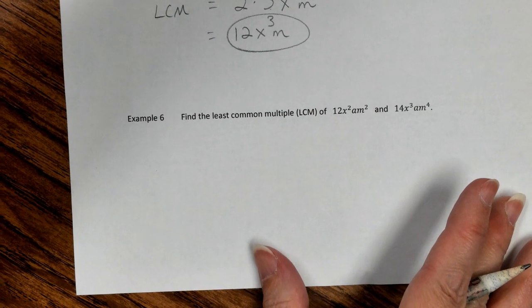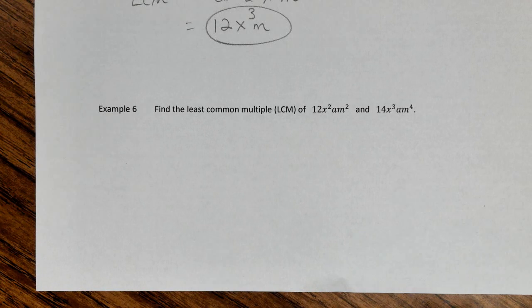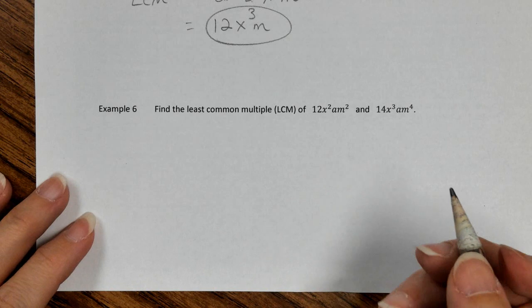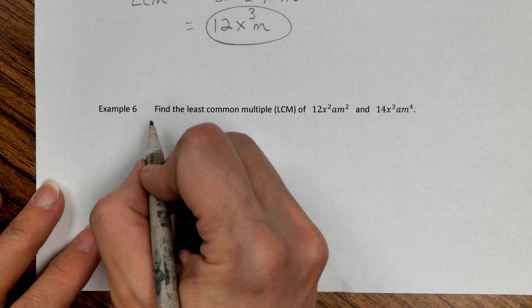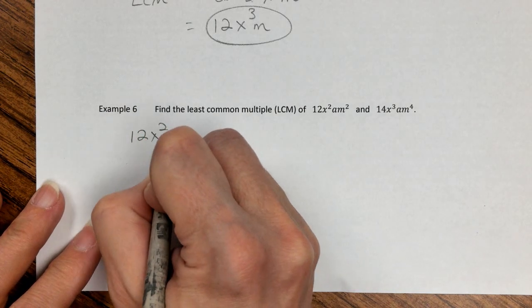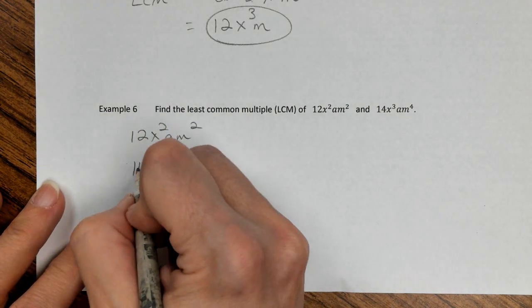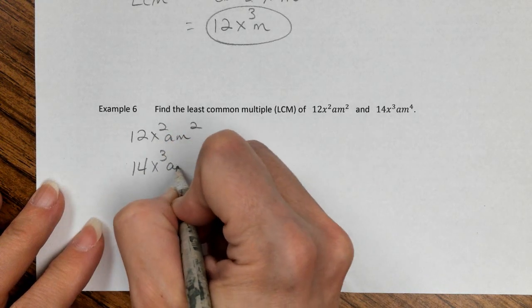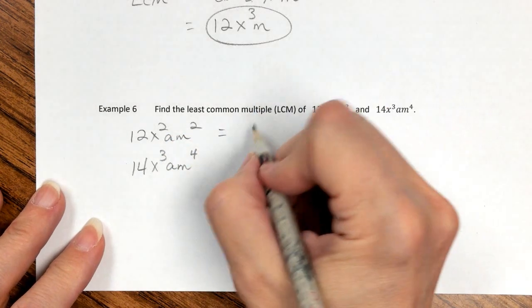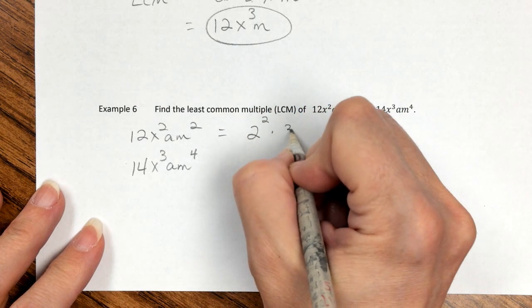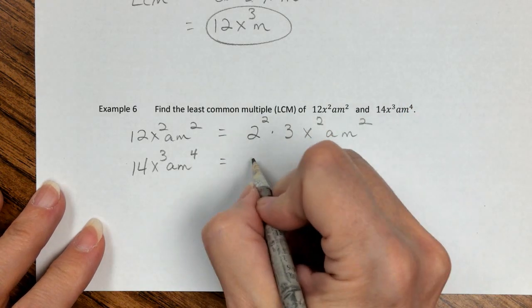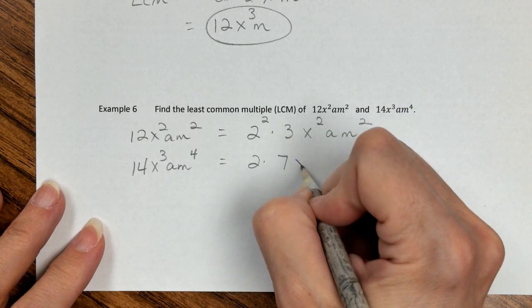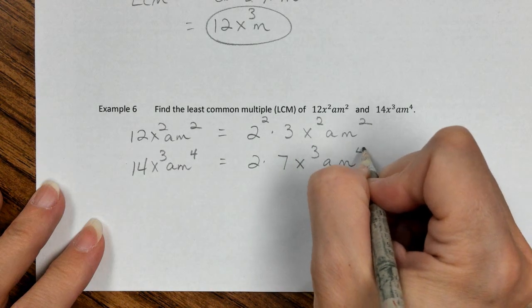By the way, for whatever reason, all of the examples in Part B only have 2 different terms that we're finding the least common multiple of. There could be 3, there could be more, but you do them the same way. So we have 12x squared am squared and 14x to the third am to the fourth. 12 is 4 times 3, so that's 2 squared times 3, x squared am squared. 14 is 2 times 7, and then x to the third am to the fourth.